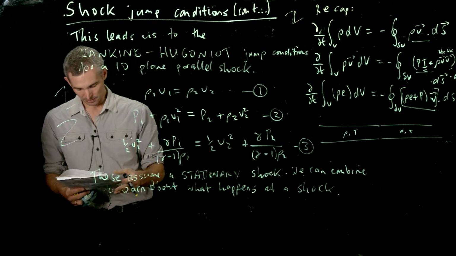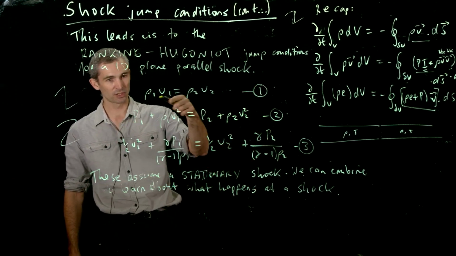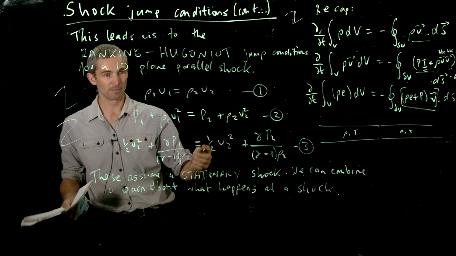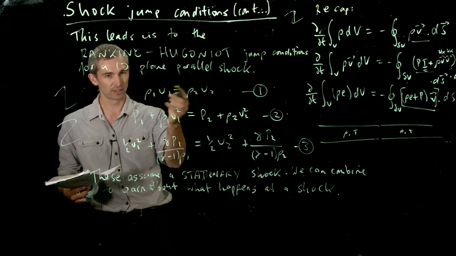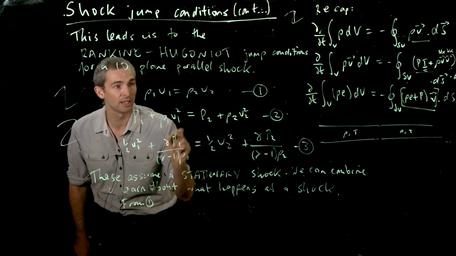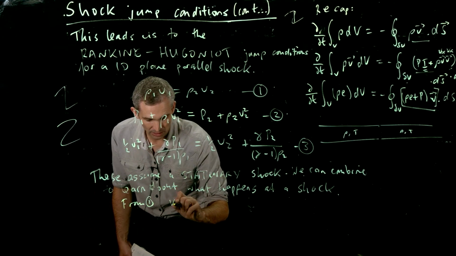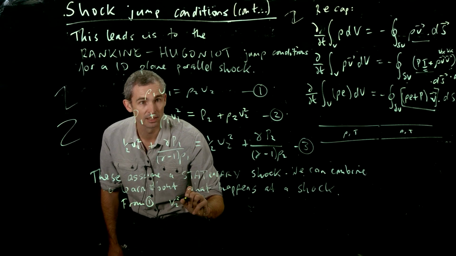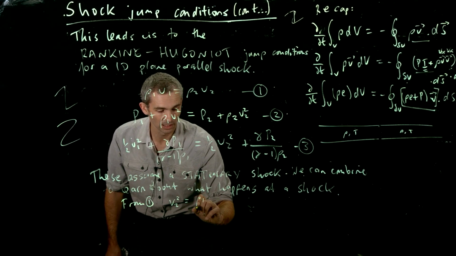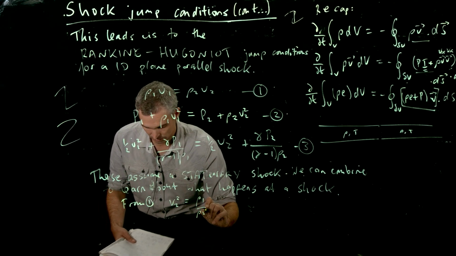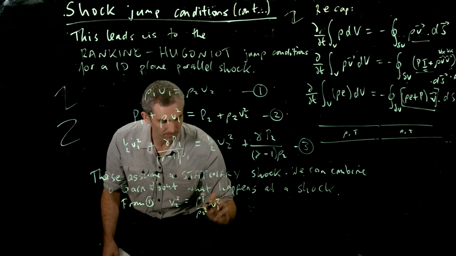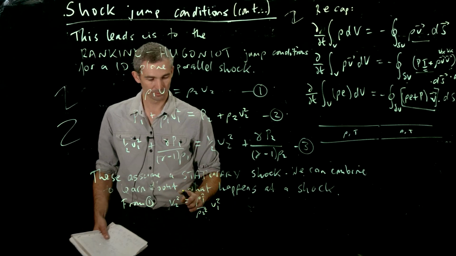All right, so we can just start playing with these equations. Effectively, we want to find a solution for, for example, the density jump or the velocity jump. So we just want to get rid of all of our unknowns and solve for one of these variables. So, for example, if we start from 1, we can rearrange to eliminate V2. So we get V2 squared equals rho 1 on rho 2 squared V1 squared. All right, so that's our expression for V2.